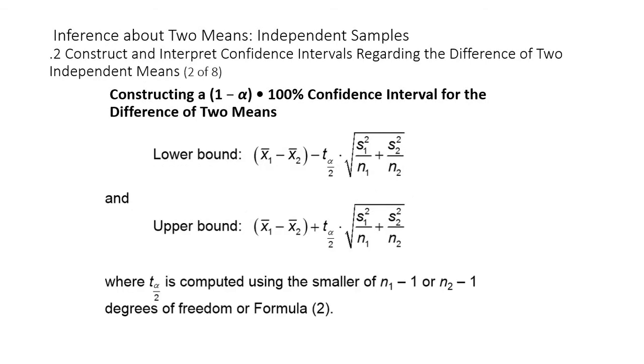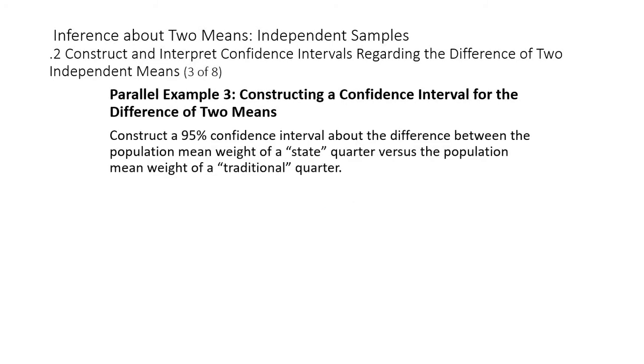given by the lower bound, which is equal to x1 bar minus x2 bar minus t sub alpha divided by 2, the critical value, times the margin of error, which is the square root of s1 squared divided by n1 plus s2 squared divided by n2. The upper value is similar to the lower bound. We just change the negative sign to a plus sign. T sub alpha divided by 2 is computed using the smallest of n1 minus 1 or n2 minus 1, just like we did previously.